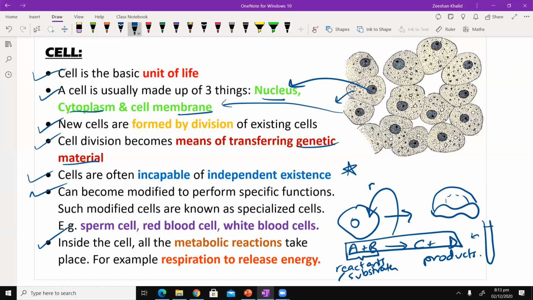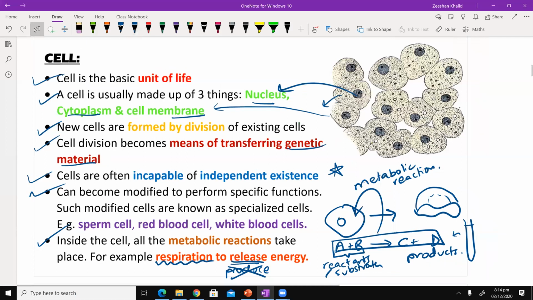You give that reaction the name metabolic reaction, okay? A classical example of a typical metabolic reaction is respiration, which releases energy, does not produce energy. That's a common mistake that students make. Whenever you're talking about respiration, you always have to talk about energy being released. I'm stressing energy being released and not produced. So these are some basic points about the cell.